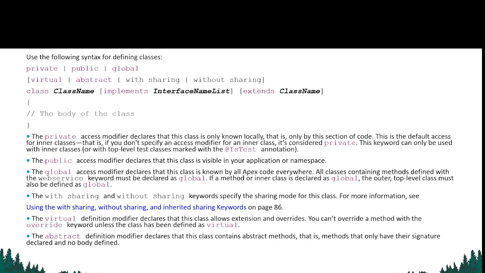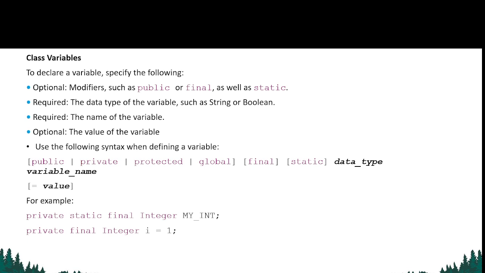Now we have abstract. This modifier declares that the class contains abstract methods. We can have the signature declared for it, and then there is no body for that abstract method. Then we have the class variables.